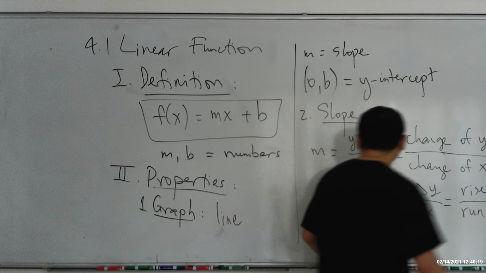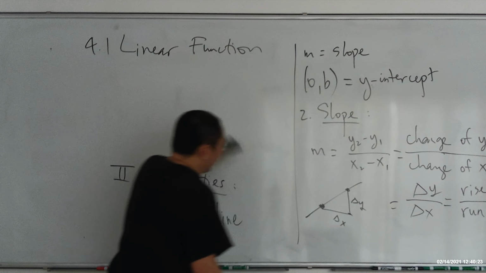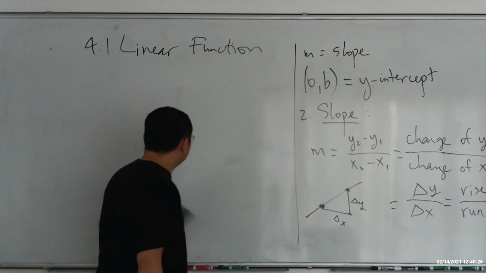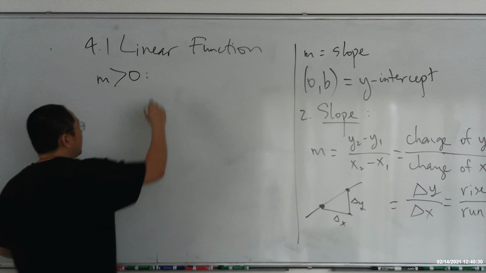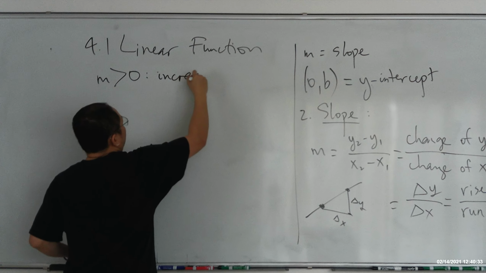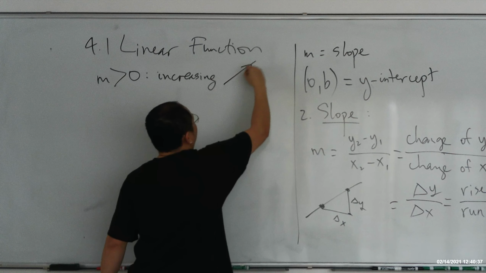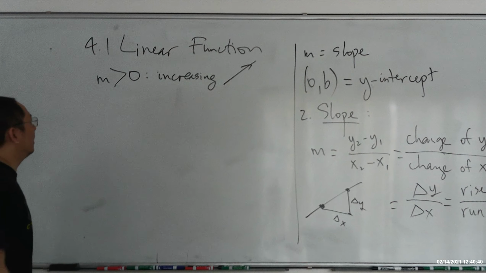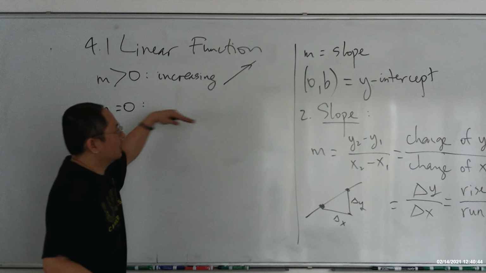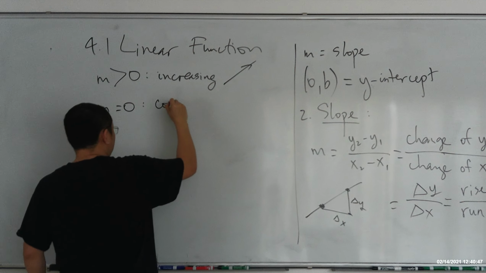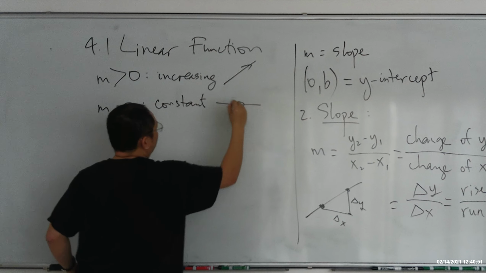Now let's talk more about the slope. Slope m is a fraction. If m is a positive number, you see that the function is increasing. Well, what did we say before? The line is going up. Same thing as saying the function is increasing. If m is equal to 0, the function is a constant. We have a horizontal line. Constant, a horizontal line, the line going this way.